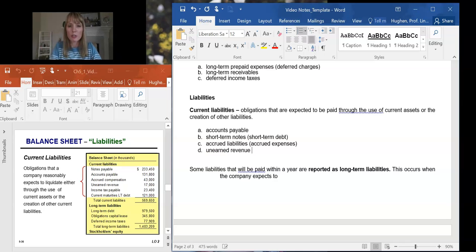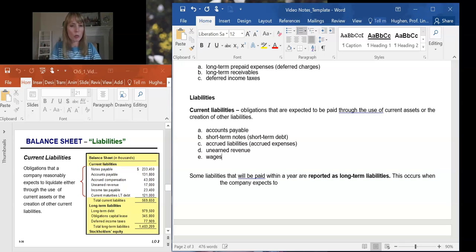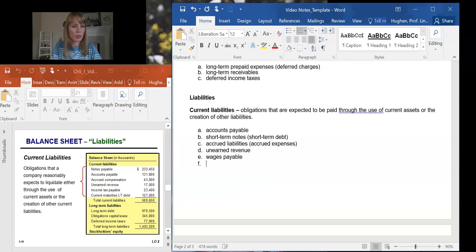Remember when we receive cash in advance of providing the goods or services to customers. Some other examples: wages and salaries payable, taxes payable. And then one that we haven't talked about before, but is by its title pretty self-explanatory, the current portion of long-term debt.